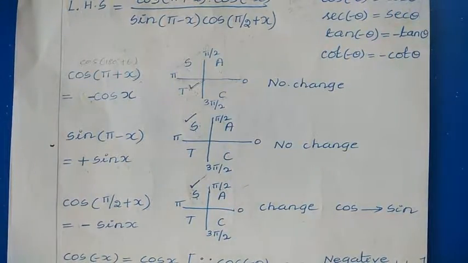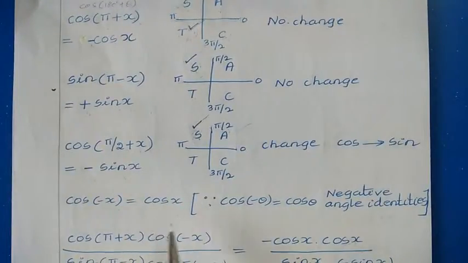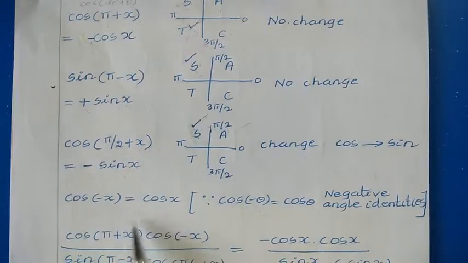Then cos(minus x) is equal to cos x. This answer we can get by using the negative angle identities. If you want to know about negative angle identities, then just refer to the playlist trigonometric function concept. In that I have clearly explained how we can obtain this one. So cos(minus theta) is equal to cos theta. So this you can apply here. So cos(minus x) is equal to cos x. So now we got the value for all the 4 trigonometric ratios.